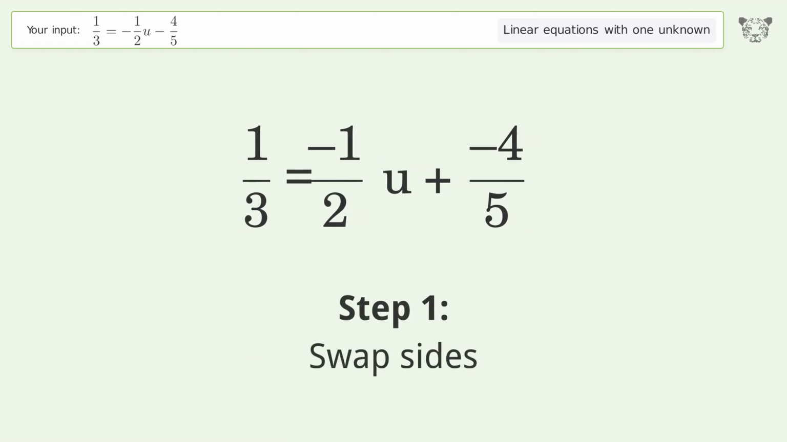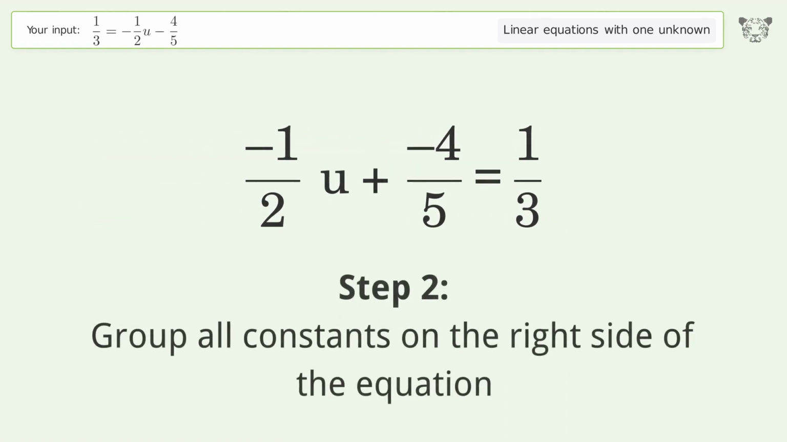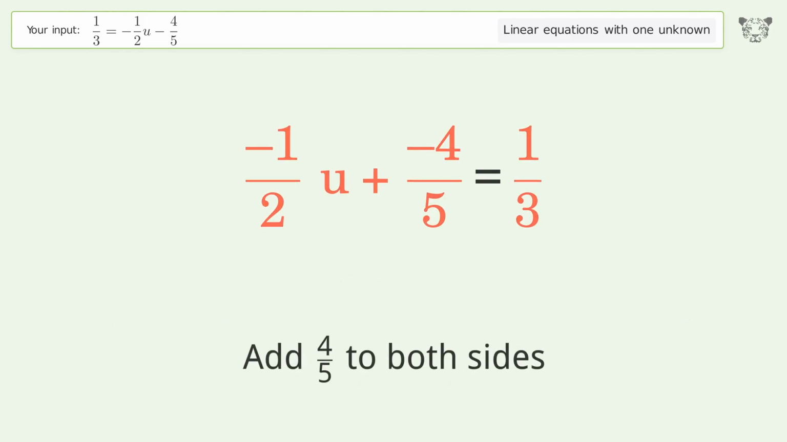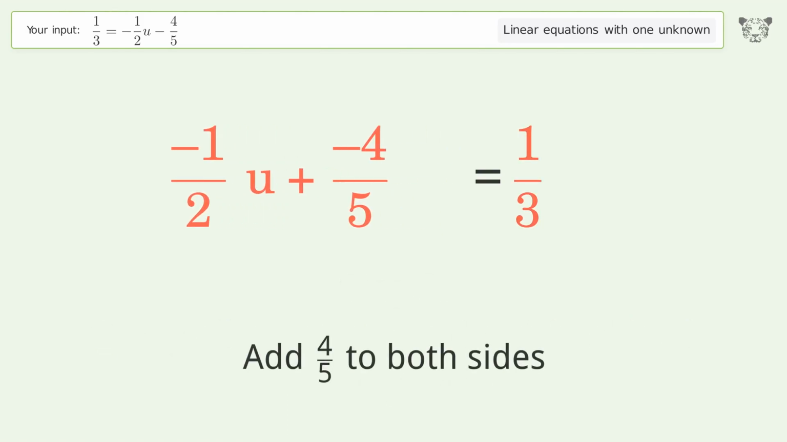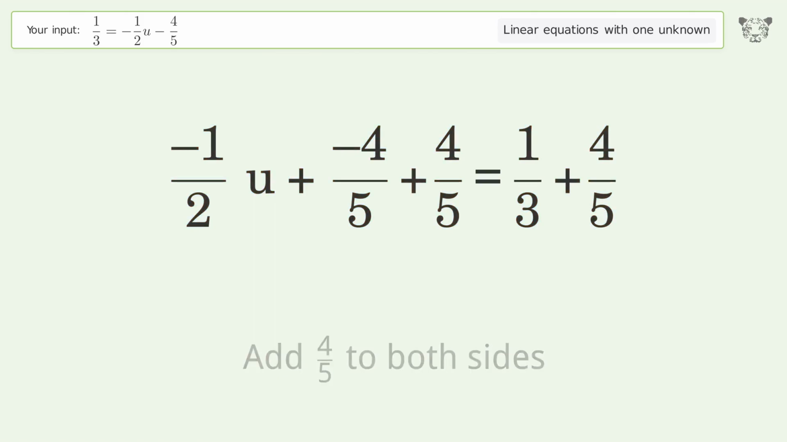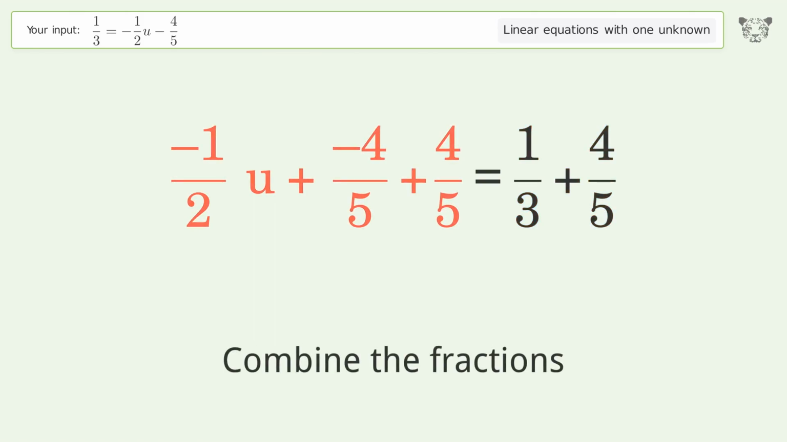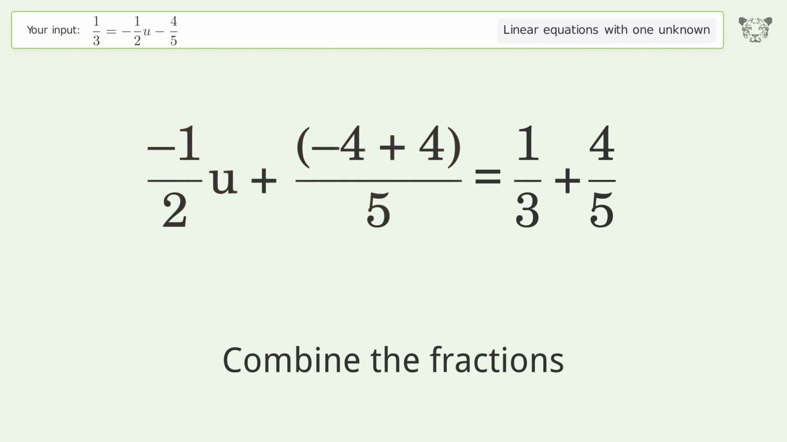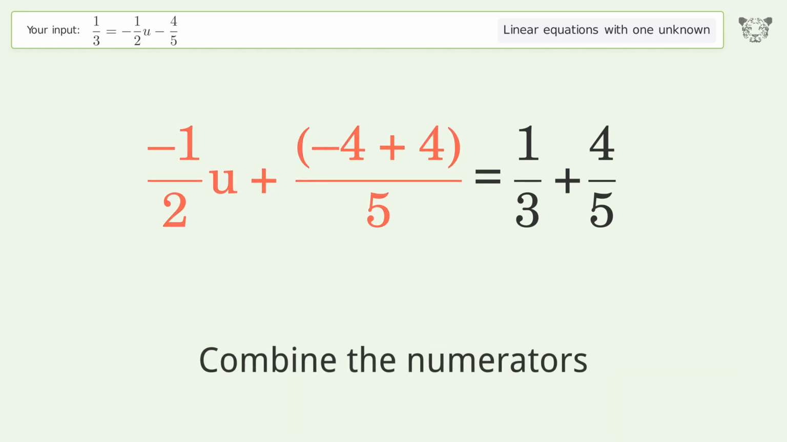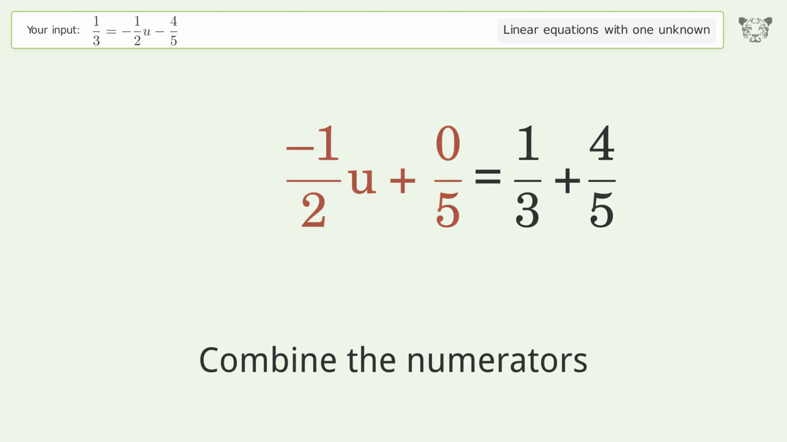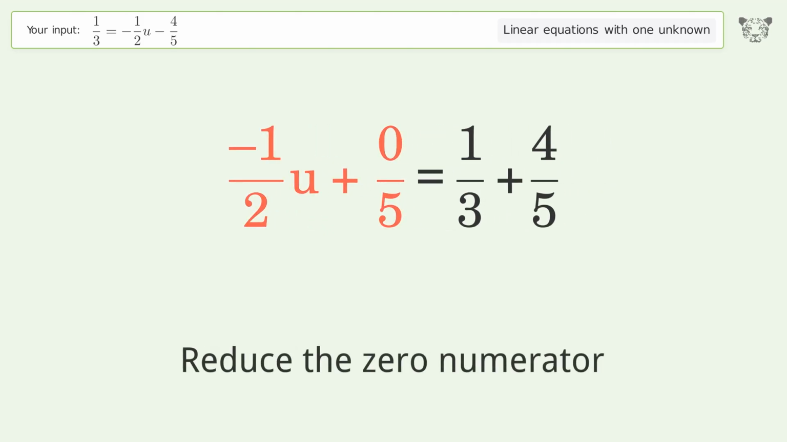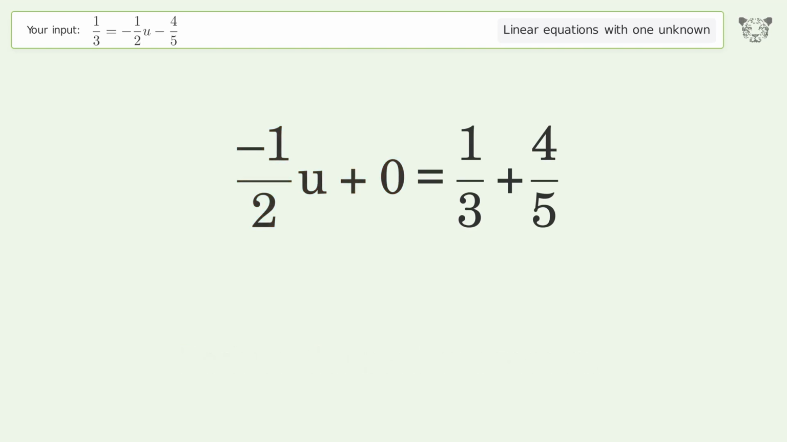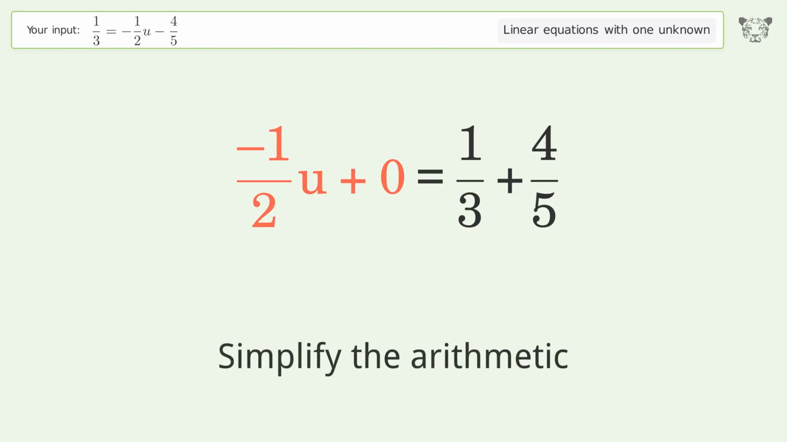Swap sides. Group all constants on the right side of the equation. Add 4/5 to both sides. Combine the fractions. Combine the numerators. Reduce the zero numerator. Simplify the arithmetic.